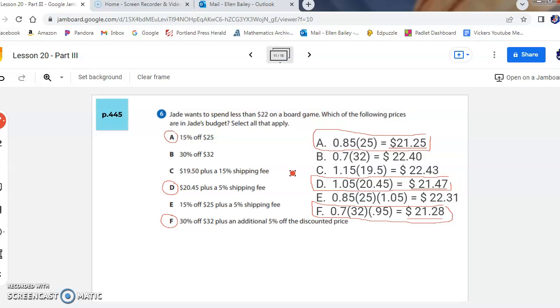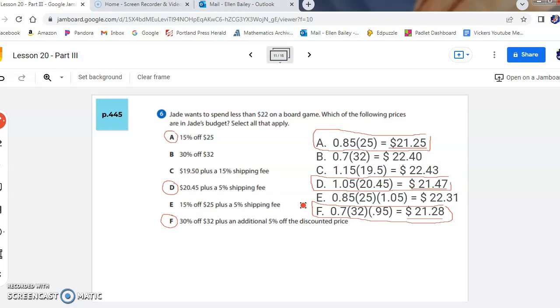$19.50 plus a 15% shipping fee. All right, so it's 115% of the $19.50. That gave me $22.43, too high. $20.45 plus a 5% shipping fee. I thought that might be too much, but this becomes 1.05 times 20.45. That was fine. That was under 22.